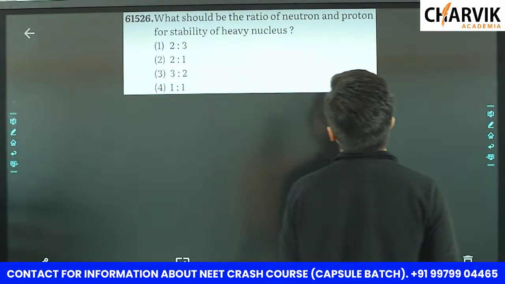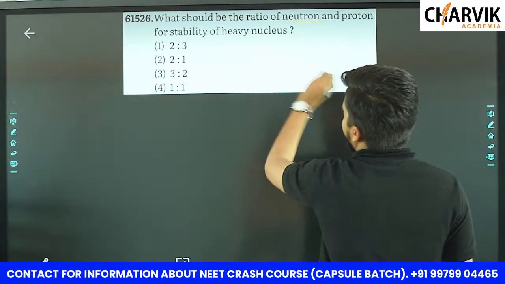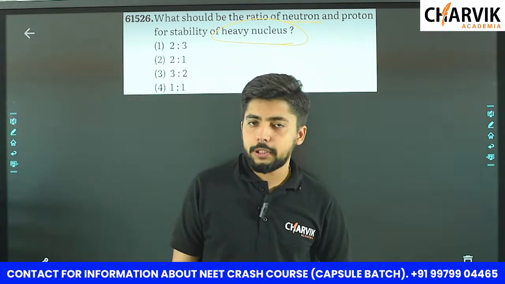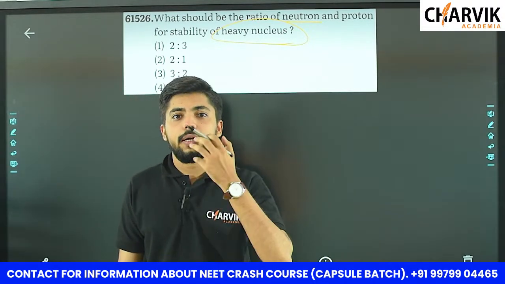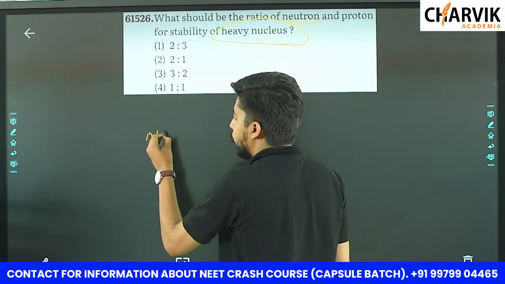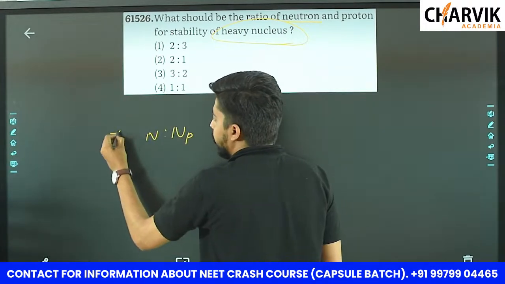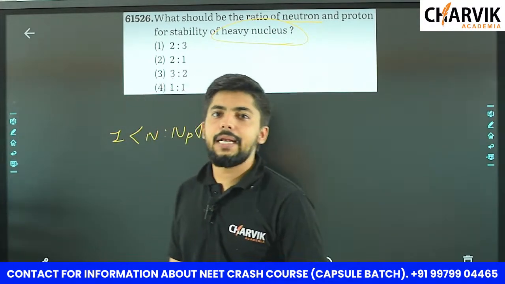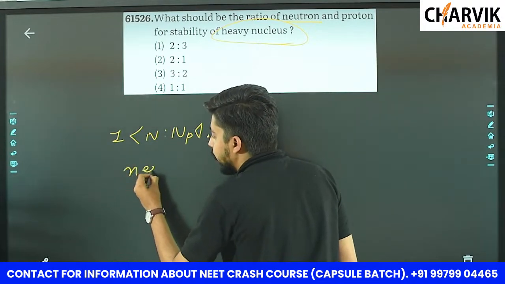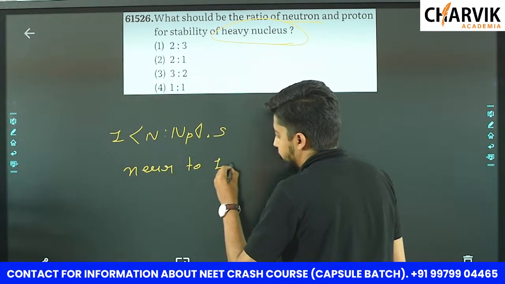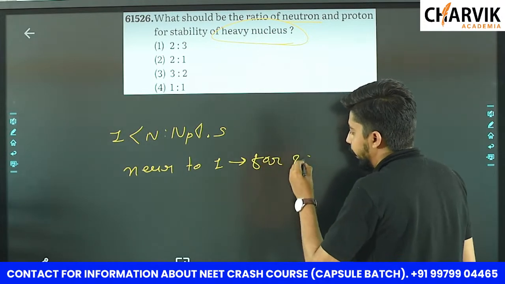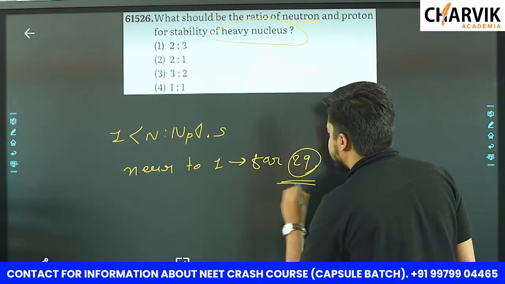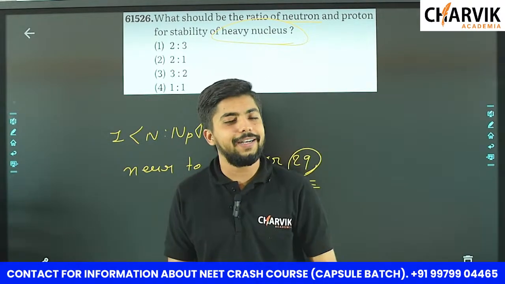What should be the ratio of the neutron and proton for the stability of a heavy nucleus? So what is the ratio of the neutron versus proton in order to get a stable nucleus? The ratio of neutron versus proton should be between 1 and 1.5. And for the first 29 elements, this ratio is very near to 1, and that is why the first 29 elements are very stable, which you all know very well because you have studied chemistry as well.